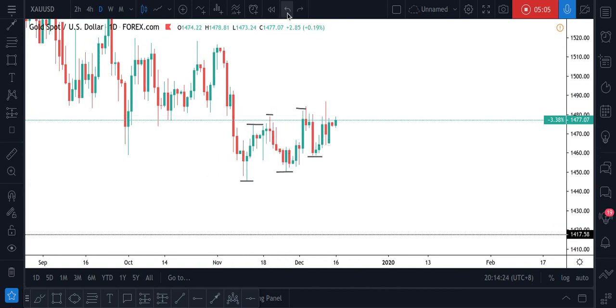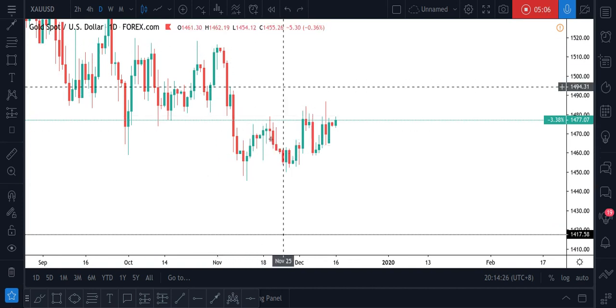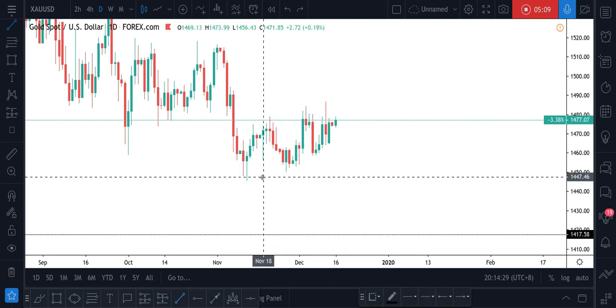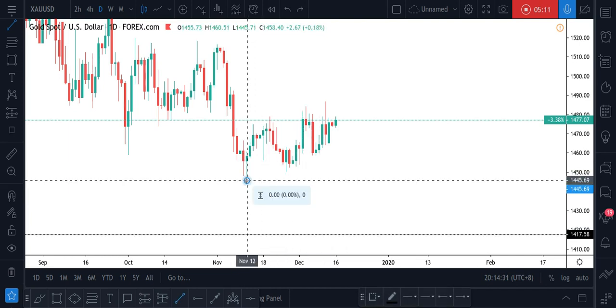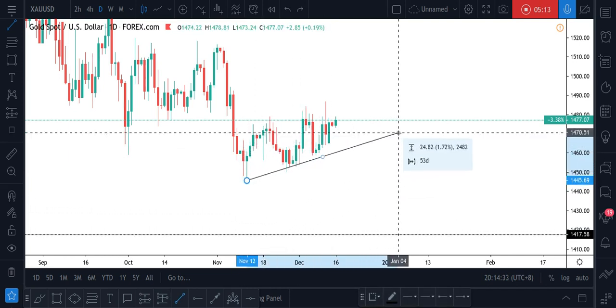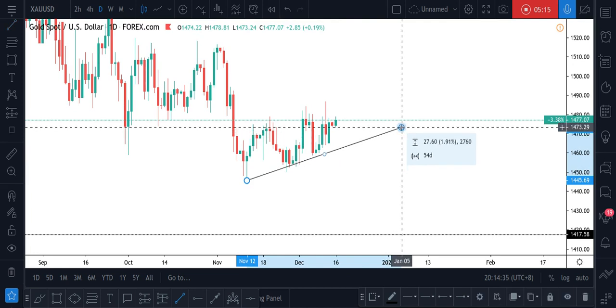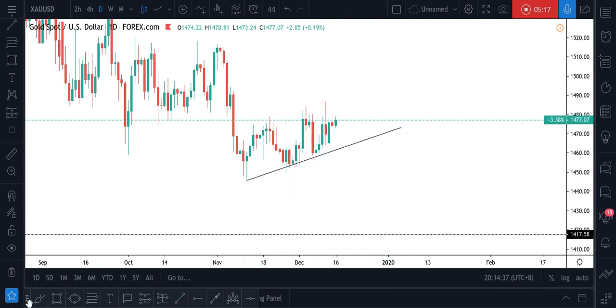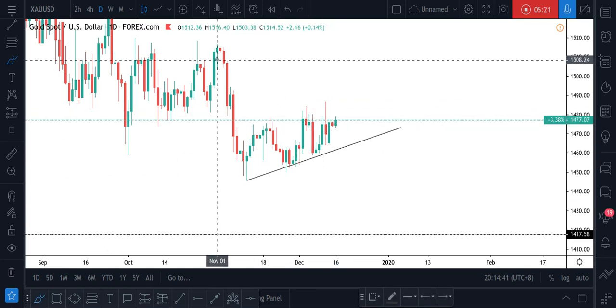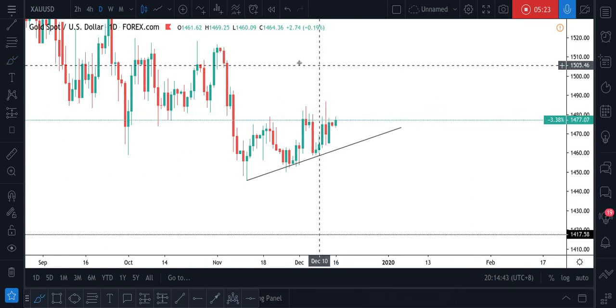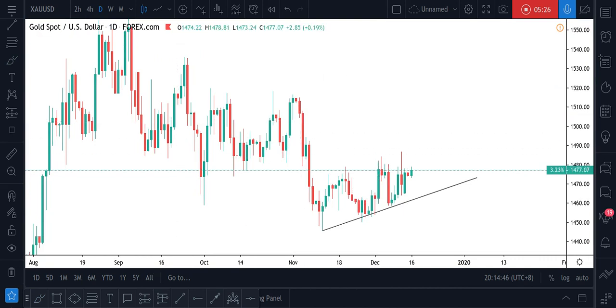So basically what we are looking at is we are waiting for gold for a good push. But before we can do that, we have a very, very nice counter trend line over here at the moment. This counter trend line is called a counter trend line because we know that the market is going to be a bearish market.